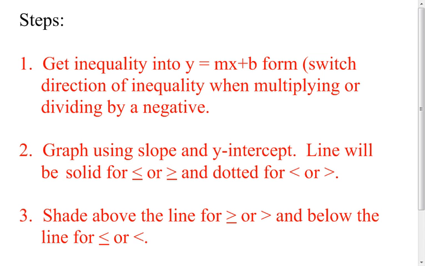The first thing you need to do is get the inequality into y equals mx plus b form. And again, make sure that you switch the direction of the inequality if you multiply or divide by a negative. And then you're going to use the slope and the y-intercept to graph it. I'll talk when we do this about solid or dotted lines and when you shade above or below the line, okay?